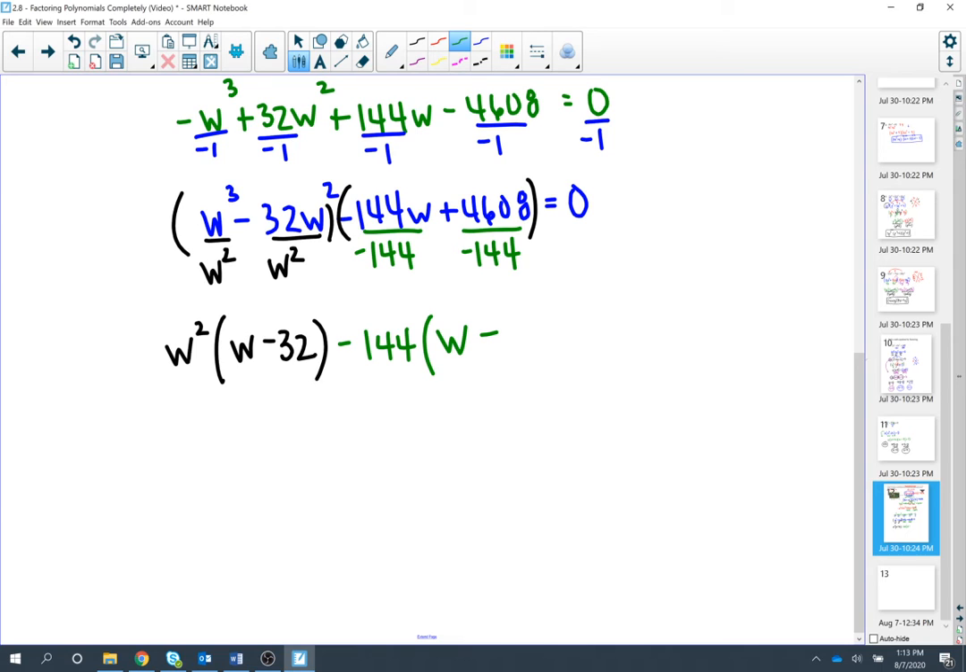So I'm going to take 4608 divided by 144, and yep, it gets me 32. And it's a positive over a negative, so negative 32 equals 0.